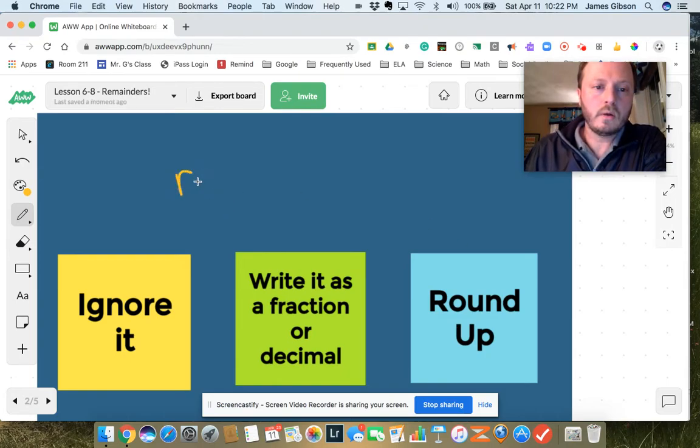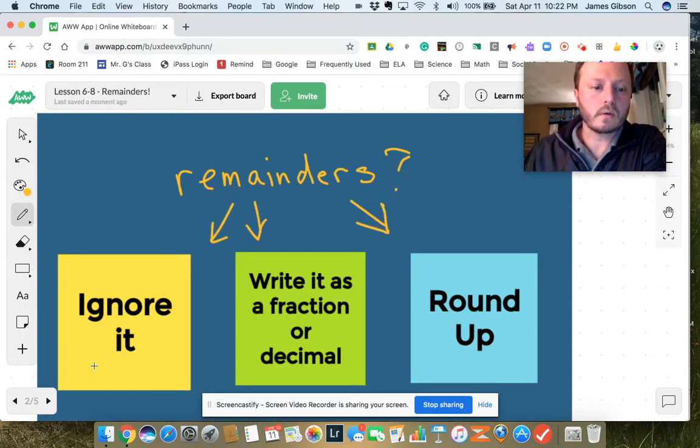So, remainders. Hey, where'd that I go? There it is. Remainders. What do we do? Well, one of these three things.